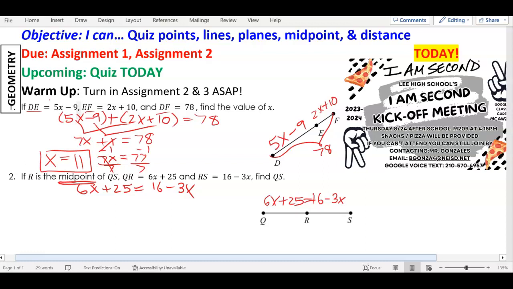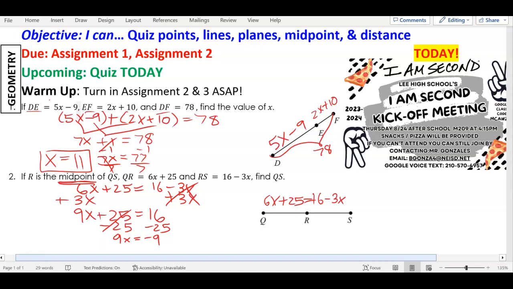The minus 3. What's the opposite of minus 3? Plus 3x, plus 3x. 6x plus 3x is 9x. Bring down plus 25 equals 16. And then I'm solving for x, so I get rid of what first, the 9 or the 25? The loner 25, so I'm going to subtract 25, and I get 9x equals 16 minus 25 is -9.